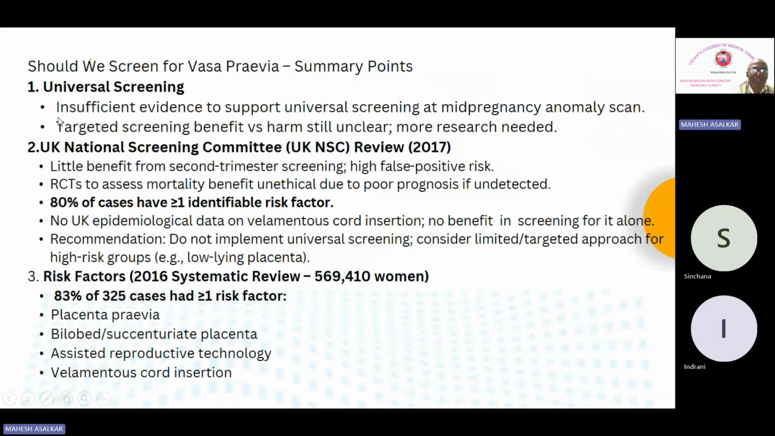So what are the summaries up till now? We have seen universal screening: insufficient evidence. Targeted screening: benefit versus harm still not clear, more research is required. The UK National Screening Committee says 80% of cases have more than one identifiable factor, little benefit from second trimester screening, high false positive rate, and do not implement universal screening. Consider a limited targeted approach for high risk groups, like low lying placenta, etc. Then we have seen 83%, and these are the high risk factors which are associated with vasa previa.